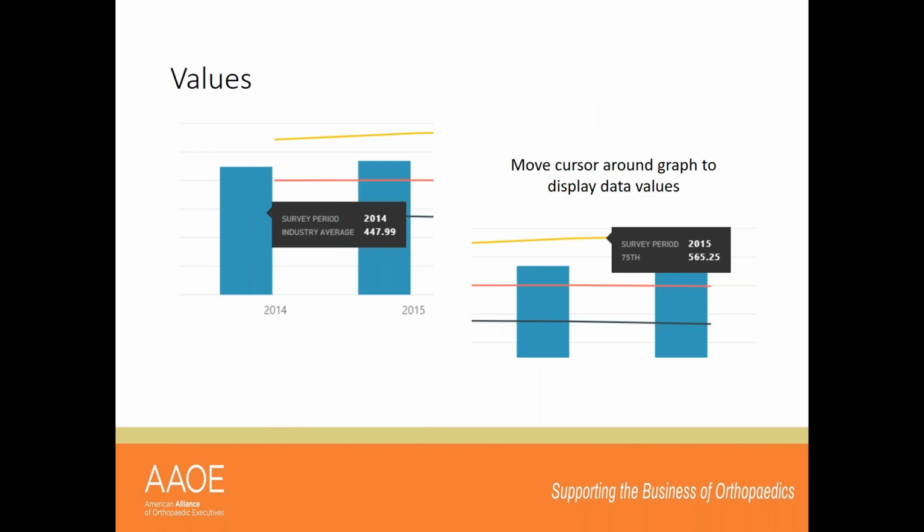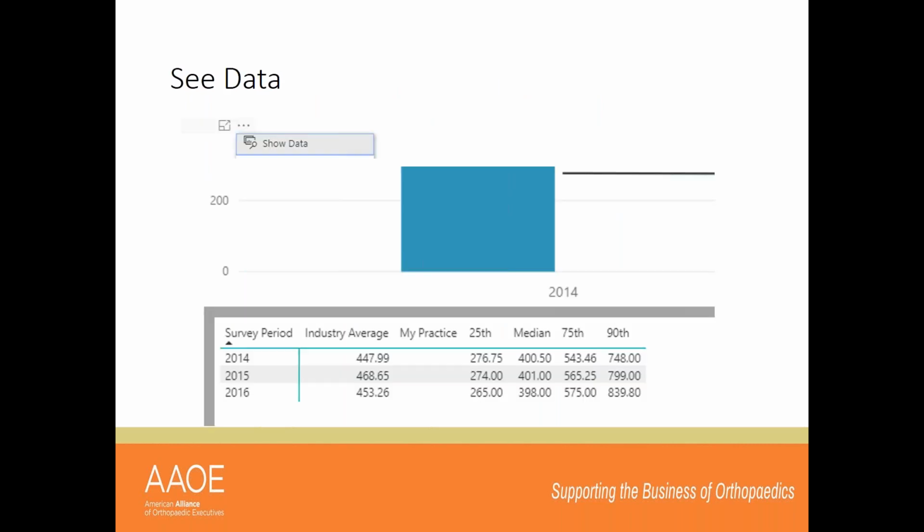And then if you hover over these, you can actually identify the values, because sometimes graphs are great, but sometimes you want to actually see what the exact dollar amount is. So you can hover over it, and this will show up, and you can get more details for your information.